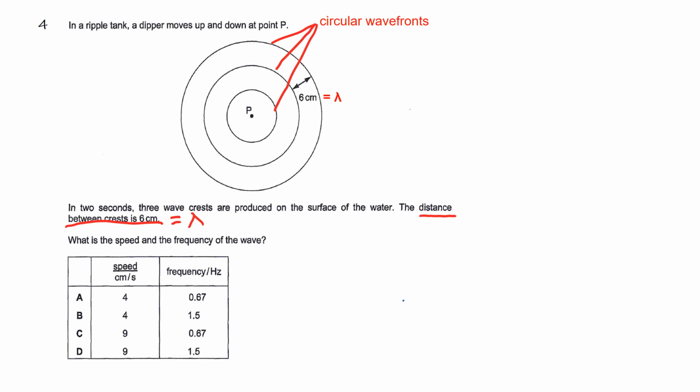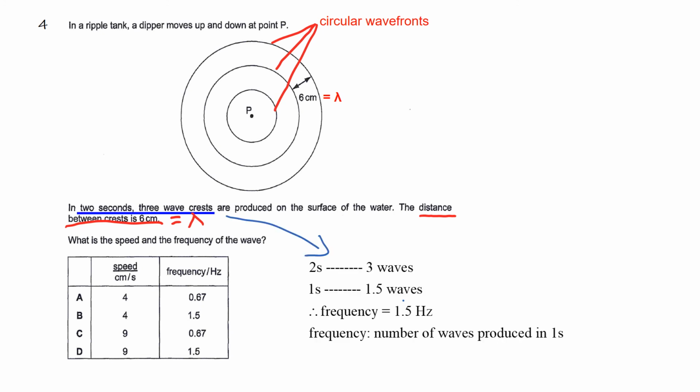The first sentence of the question tells us that in 2 seconds, 3 wave crests are produced. In 2 seconds, 3 waves are produced. So in 1 second, 1.5 waves are produced. This tells us that the frequency of this wave is 1.5 hertz, because frequency is the number of waves produced in 1 second.